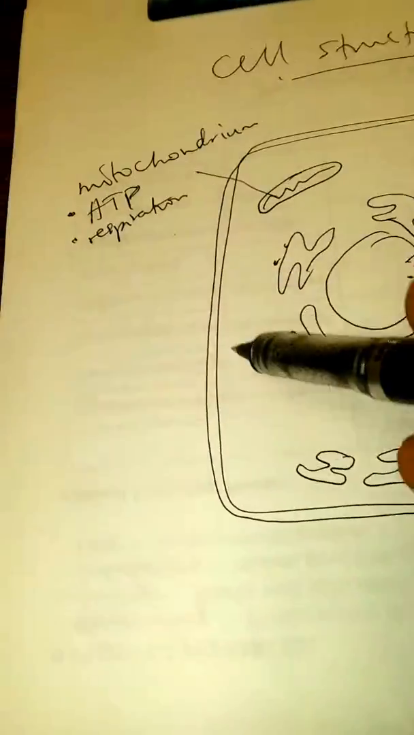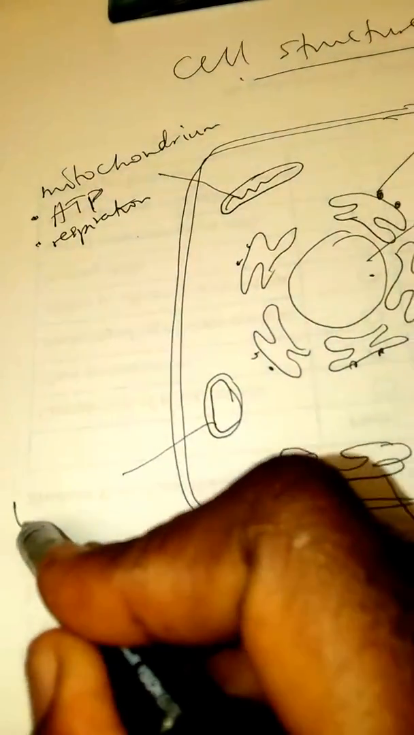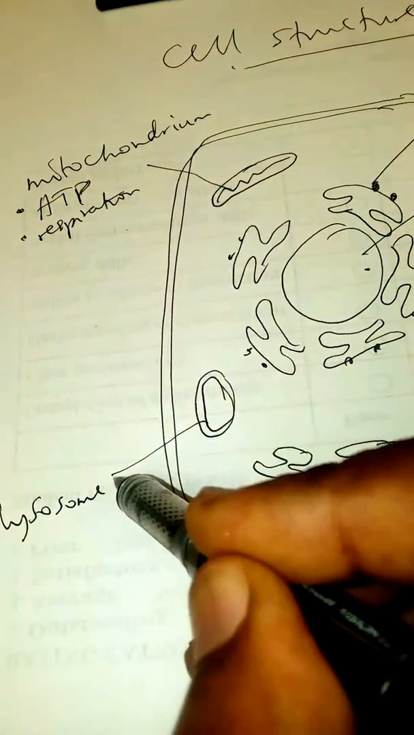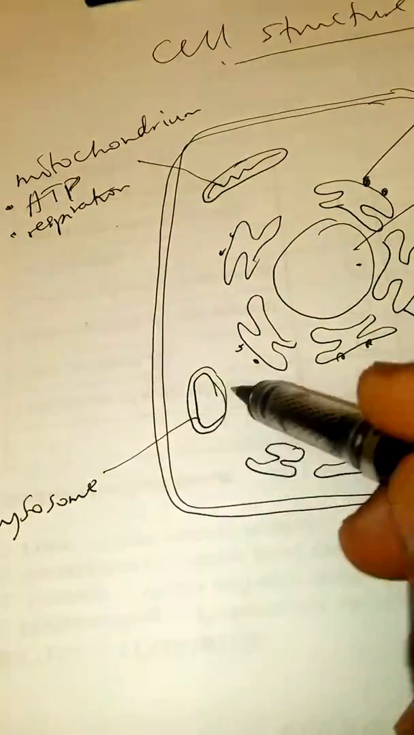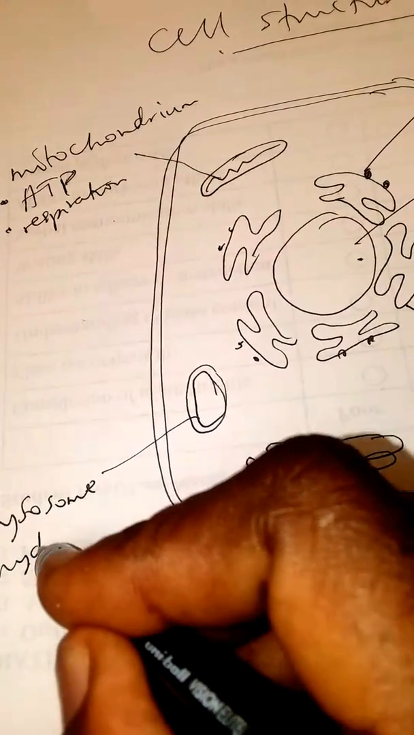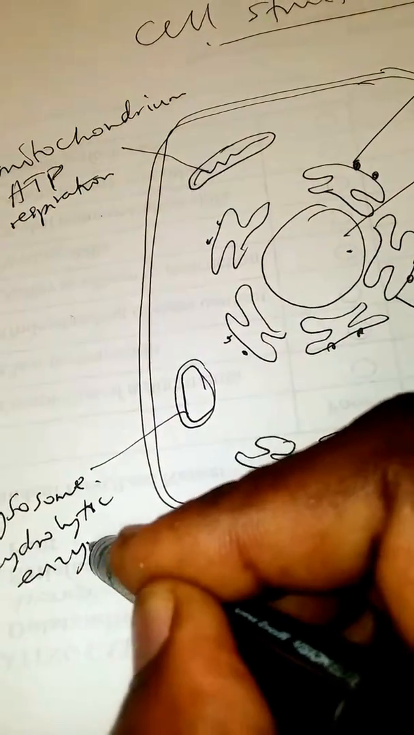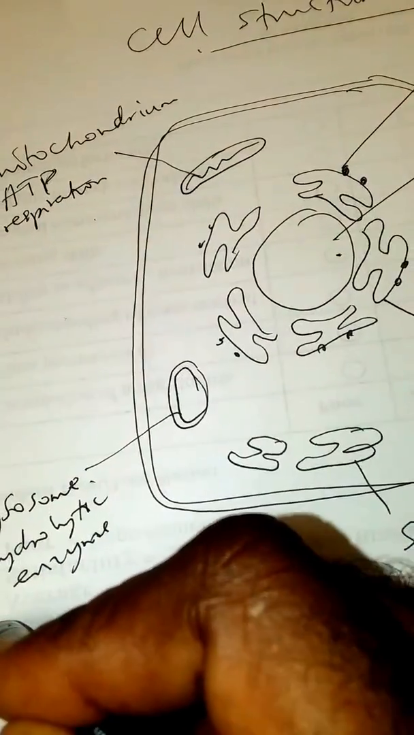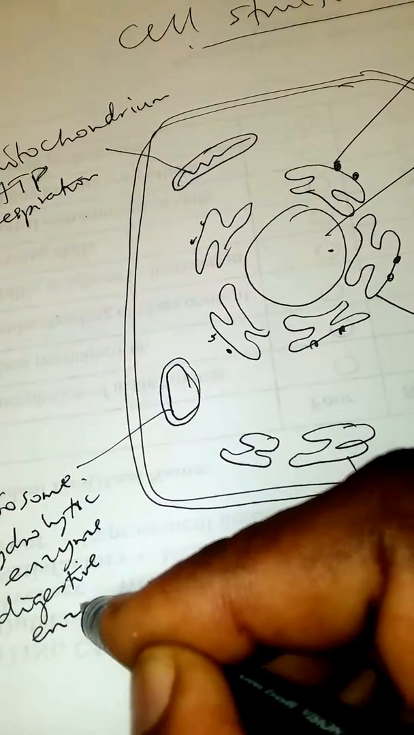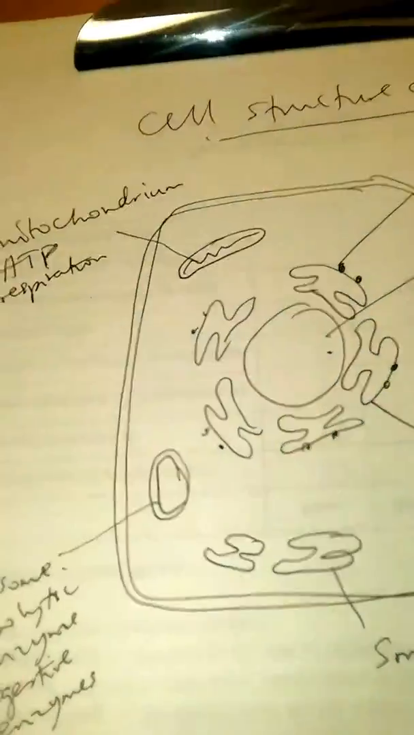Okay. Then you have other structures like the lysosomes. Lysosome contains enzymes that break down substances in the cell. So we say that it contains hydrolytic enzymes, or you can say digestive enzymes. So they break down substances within the cell. Okay.